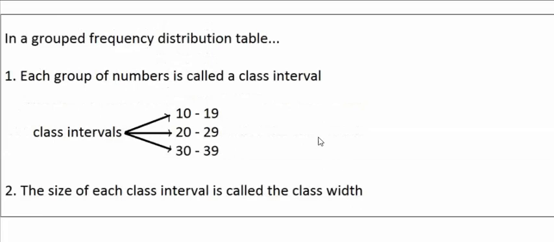Now let's imagine that these intervals had been 0 to 99, 100 to 199, and 200 to 299. Then the table would have a class width of 100 because each interval would have a span of 100 numbers. And now imagine that the intervals were 0 to 999, 1,000 to 1,999, and 2,000 to 2,999. Then each interval would cover 1,000 possibilities, which would mean that the class width would be 1,000.